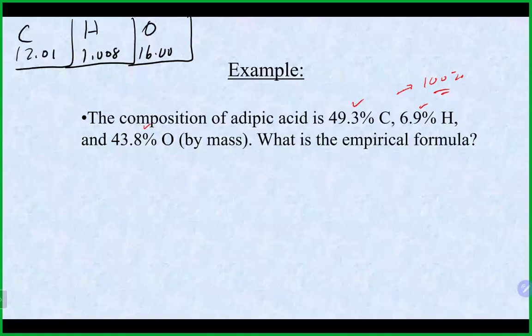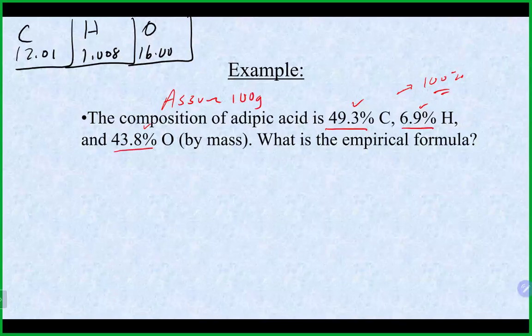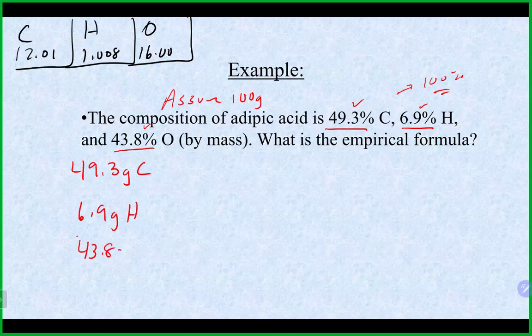So since we do have 100% here, we could assume that we have 100 grams. And again, the basis of that is just going to keep these numbers the same, so we don't have to do any type of changing. The only difference is we're just going to turn them into grams instead of percentages. So 49.3 grams of carbon, 6.9 grams of hydrogen, and 43.8 grams of oxygen.